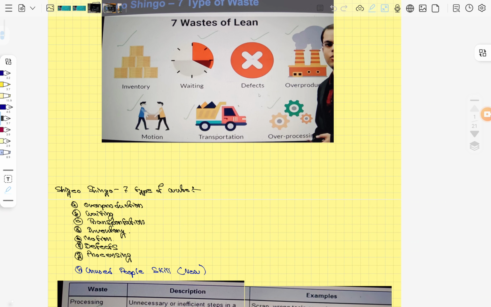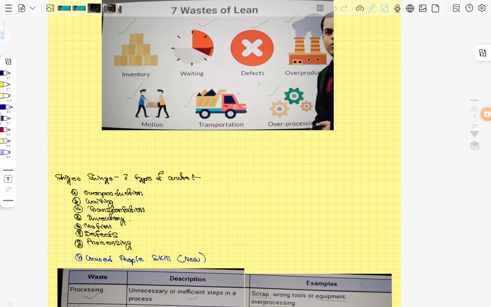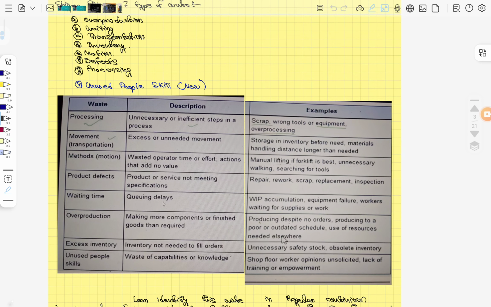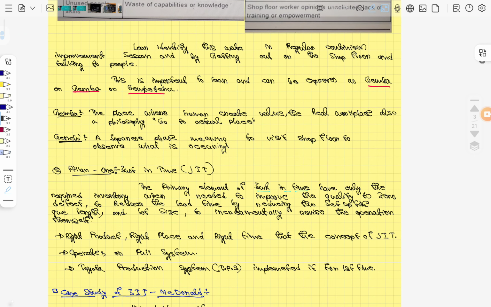Then there are the seven wastes: overproduction, defects, waiting, inventory, motion, transportation, and over-processing. There is some theory and jargon written there that I really don't think is important. Lean manufacturing means identifying waste in regular continuous improvement sessions, by getting out on the shop floor and talking to the people.